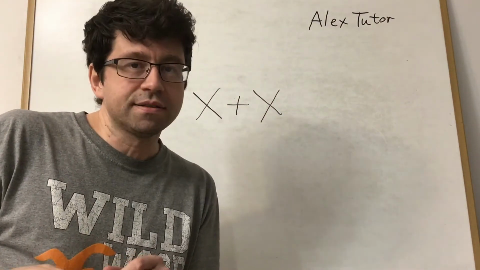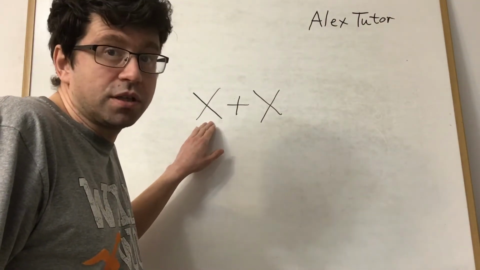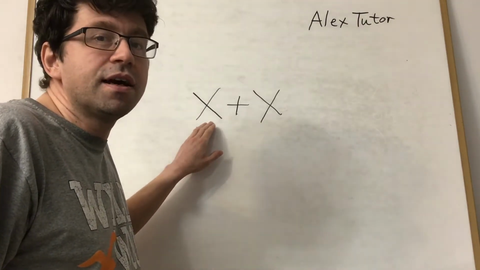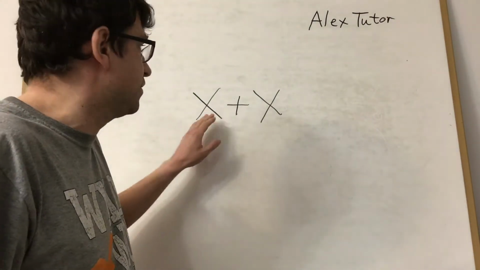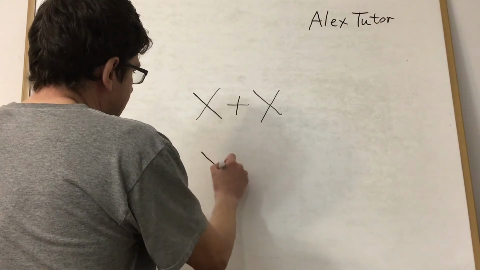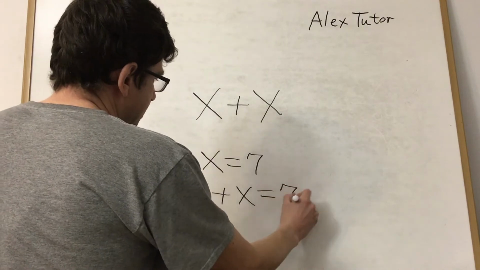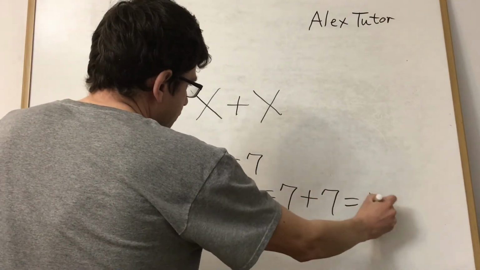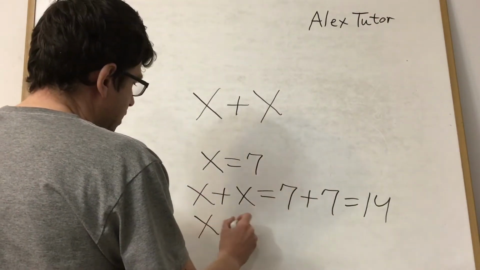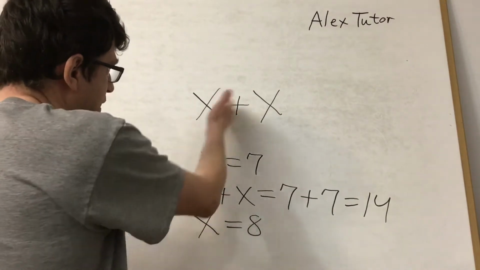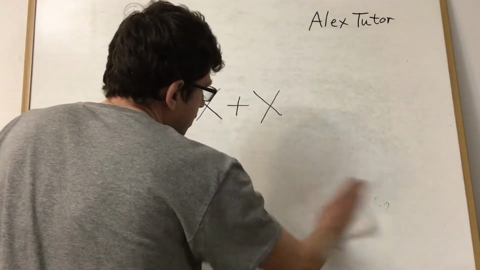How much is x plus x? X is a letter. It's not even a number, it's a letter. It's a variable. Variable means that this can be anything. It can be 7. For example, if x equals 7, then x plus x means 7 plus 7, which is of course 14. So if for example x equals 8, then x plus x is 8 plus 8, which is 16. So x can be any number.